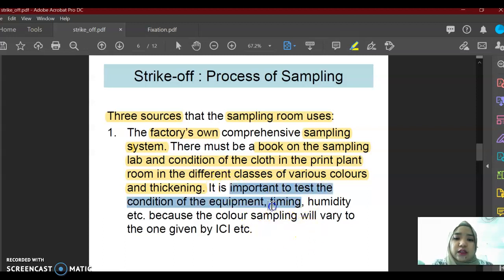So it's important to test the colour, the condition of equipment and timing, humidity, etc. So you have to remember that there are different factors that affect printing. Okay, kadang-kadang machine tu, kadang atmosphere, kadang timing mungkin macam certain die need longer, certain die need shorter time.